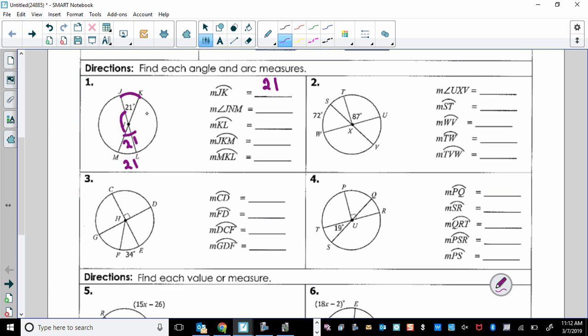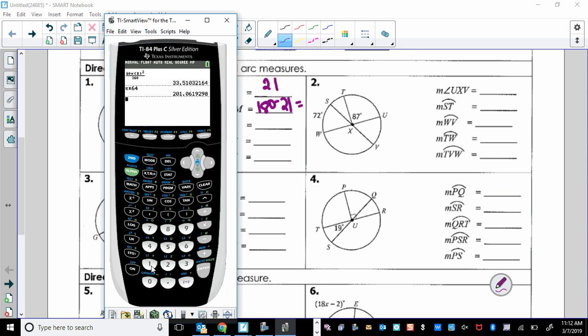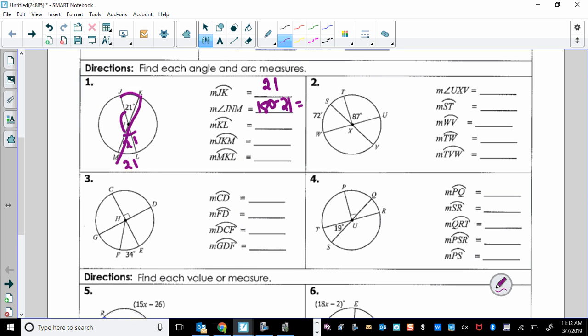You also have to know that if the line is a straight line, it's always going to be 180 degrees. So this would give you 180 minus 21. Some of you probably already got it. 180 minus 21 is 159.